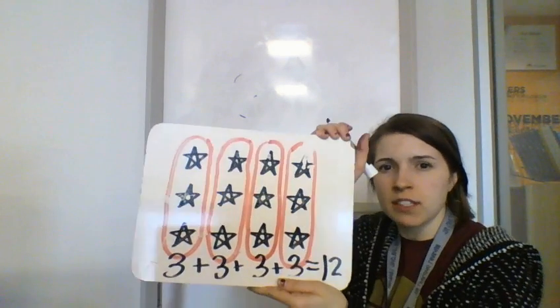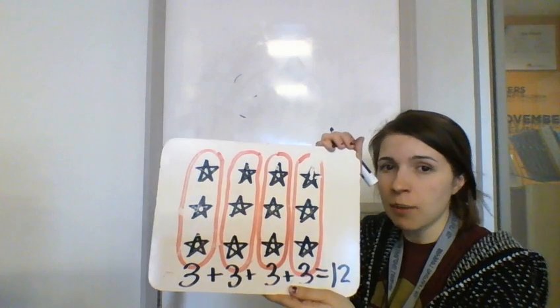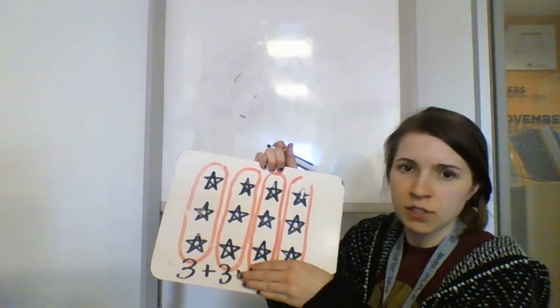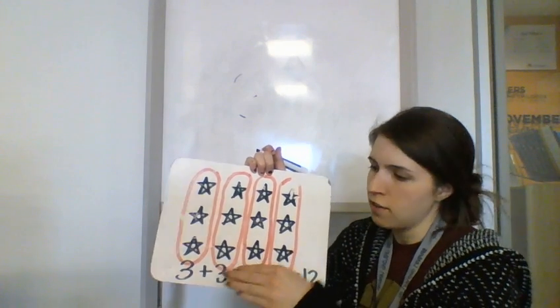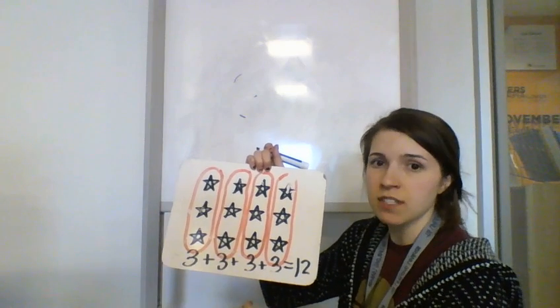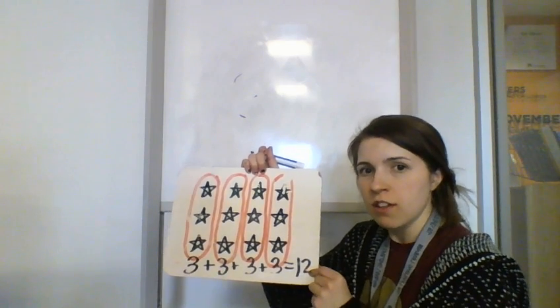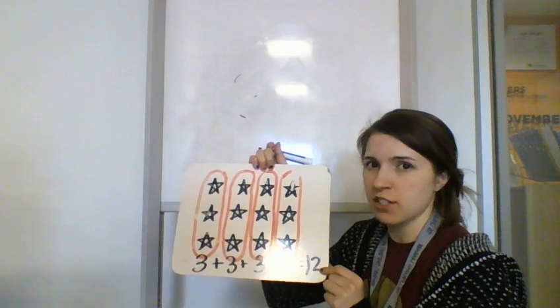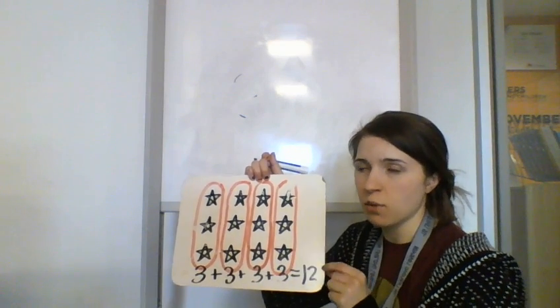Or you could break the equation down into a couple steps. You could look at 3 plus 3 equals 6. You know that. And then 3 plus 3 on this side equals 6. So 6 plus 6 would equal 12. There's a couple different ways and strategies you can use to find out that the answer is 12.